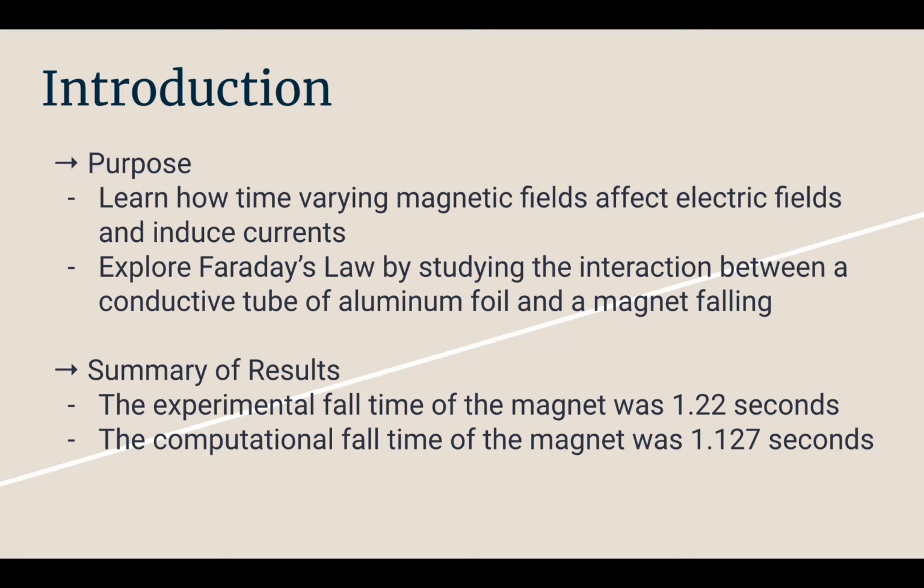So the purpose of this experiment was to look at Faraday's Law by observing the interaction when a bar magnet was dropped through a conductive tube of aluminum foil. By doing this, we learned how time-varying magnetic fields affect electric fields and induce currents. After completing the experiment, I calculated the experimental fall time of the magnet to be 1.22 seconds, and the computational model I created calculated a fall time of 1.13 seconds.